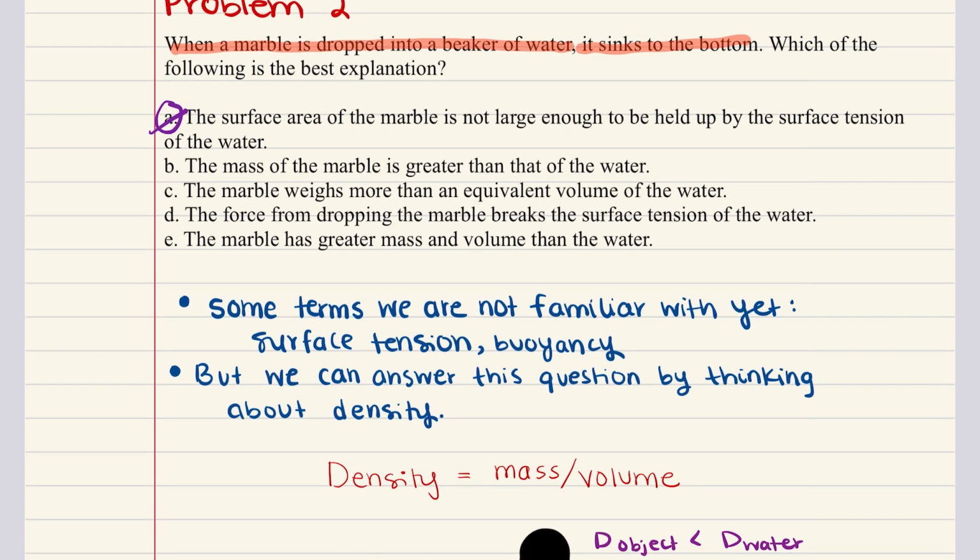Let's move on to B. B says the mass of the marble is greater than that of the water. This statement is generally not very meaningful without specifying the volume of water being considered, because the mass of the marble is always going to be greater than that of a very small amount of water, but less than a very large body of water. So there's not a lot of meaning in answer choice B to really explain why the marble sinks. So we're going to go ahead and cancel out answer choice B.